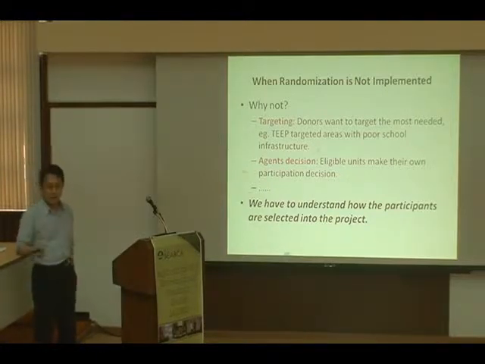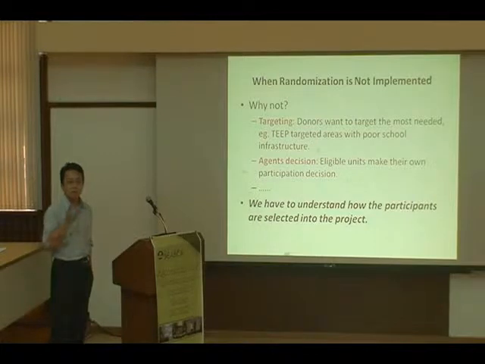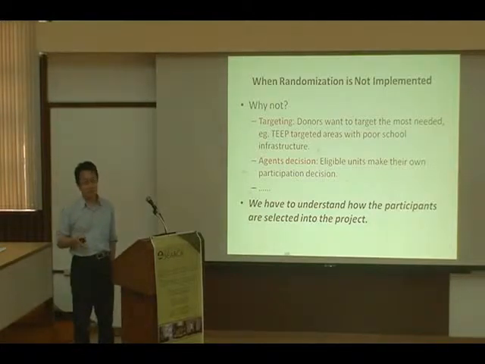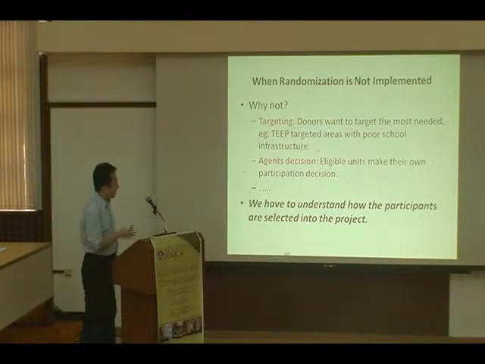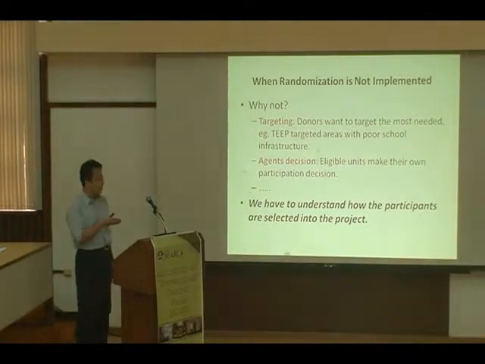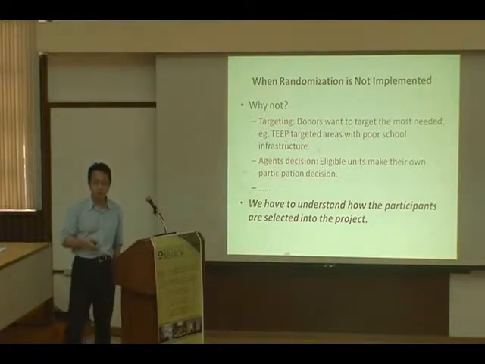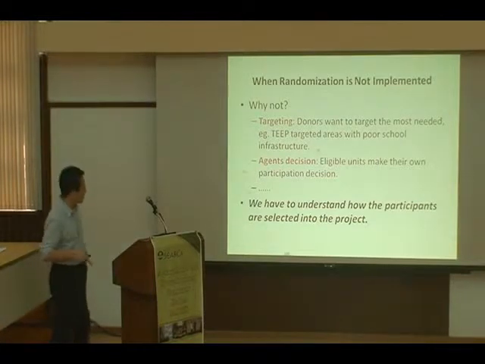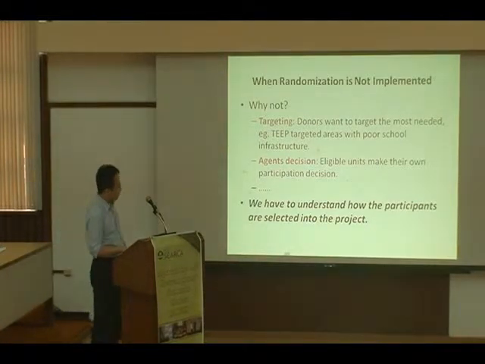So in general, in the real situation, randomization is extremely difficult to implement. And the government is not interested in this. So we have to understand how participants are selected into the program or project, how the program is implemented, or what the target criteria the government is thinking about.